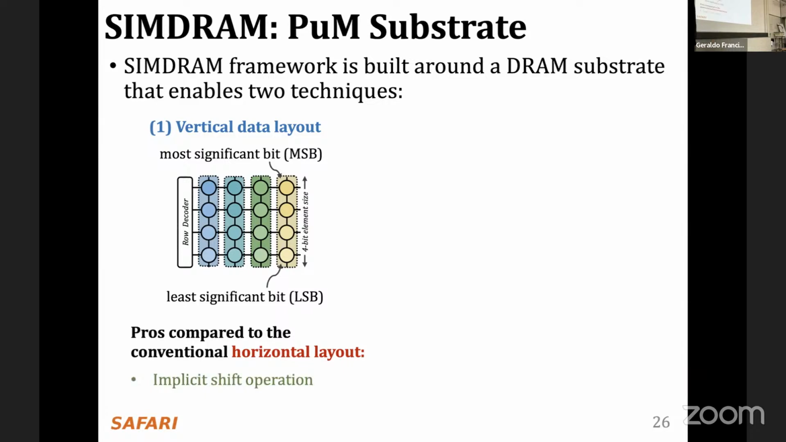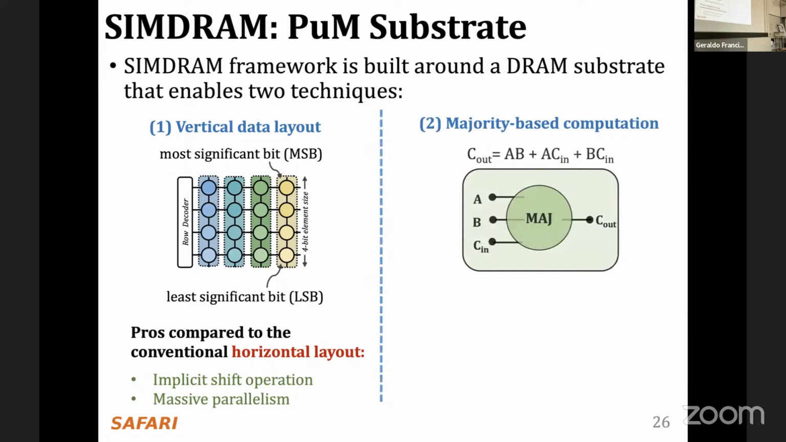So this allows us to do implicit shifting operations. If you want to shift this bit to this bit, I just need to do a row copy from here to there. And at the same time, it enables massive parallelism because now you can imagine that every single column inside the DRAM array is going to operate as a SIMD lane of a SIMD processor. Over here, we only have 4 of them, but in current DRAM organizations, we have around 65,000 of those columns. So it's an extremely massive parallel engine.